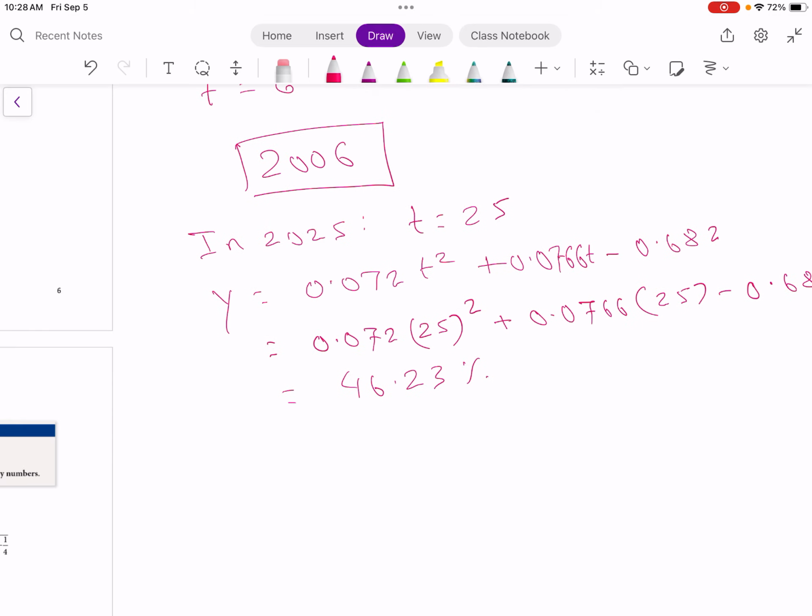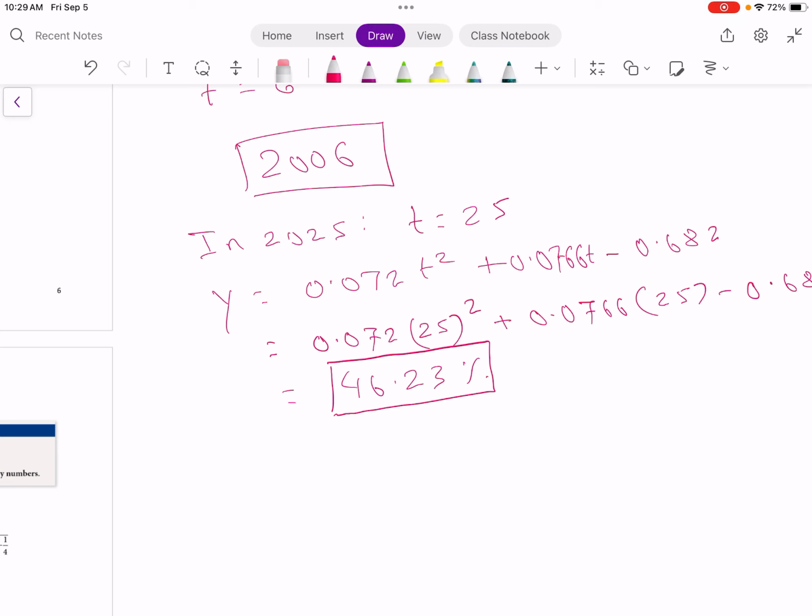Okay, now this is the prediction. This is not the real data. This 46.23 is predicted by our quadratic equation. This is the prediction that we can make. But if you need real data, we need to just Google it and find the real data. Using the quadratic equation we can make a prediction.